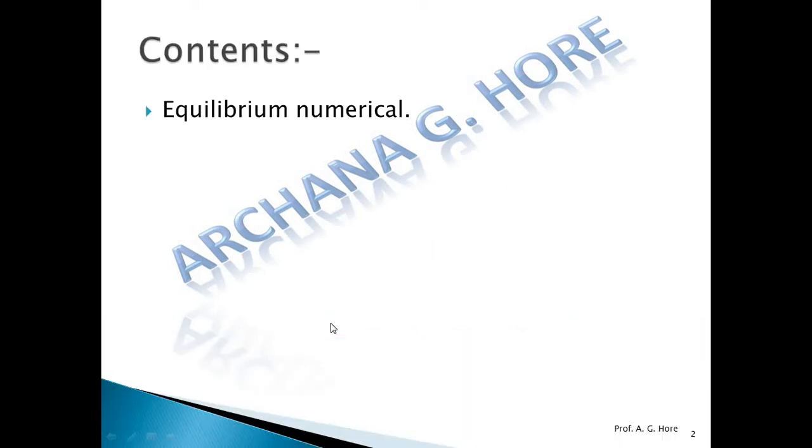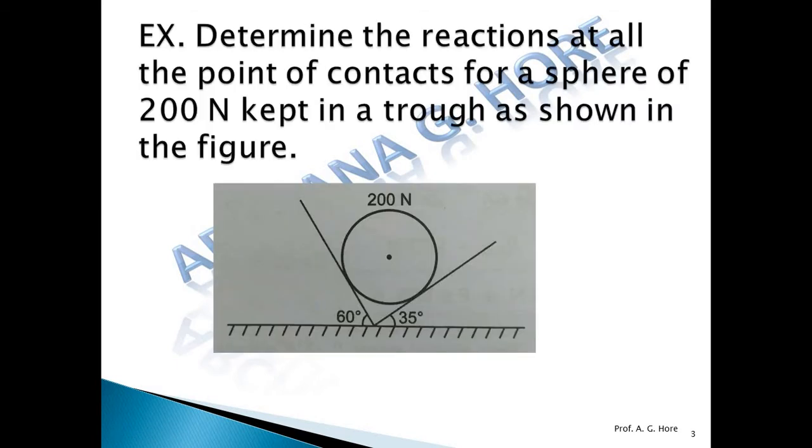Today we are going to discuss the equilibrium numerical. The first numerical is this one. Determine the reaction at all the points of contact for the sphere of 200 Newton kept in a trough as shown in figure. Now here this sphere has the weight 200 Newton, which is kept in this position by these two inclined planes.